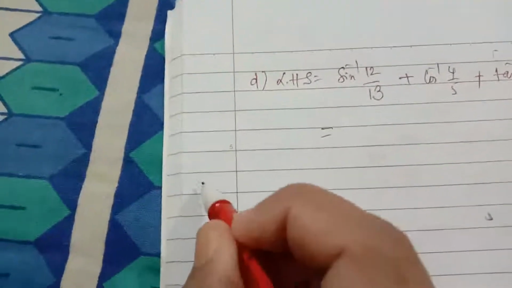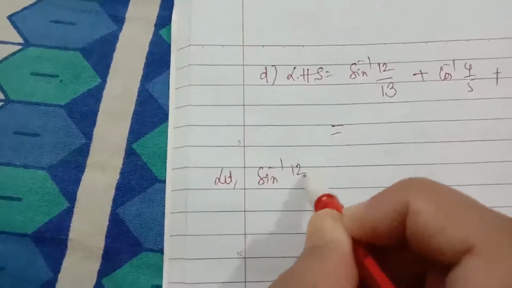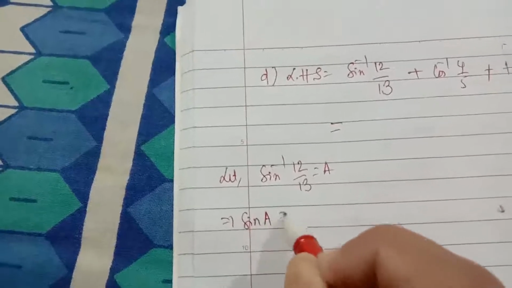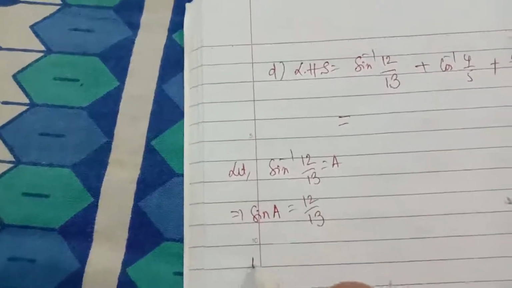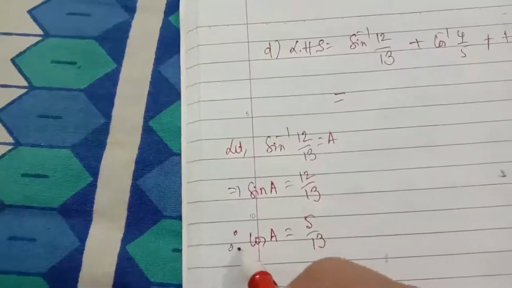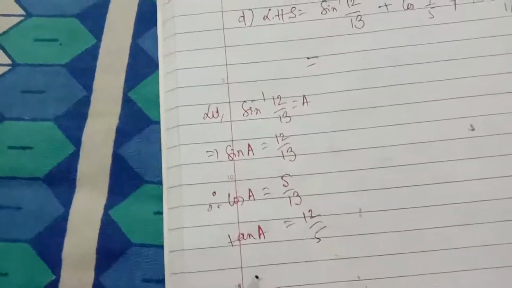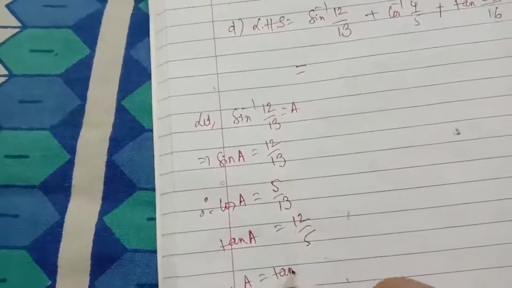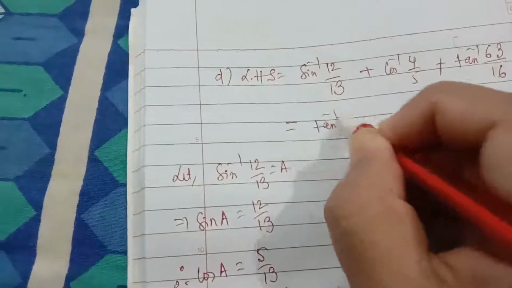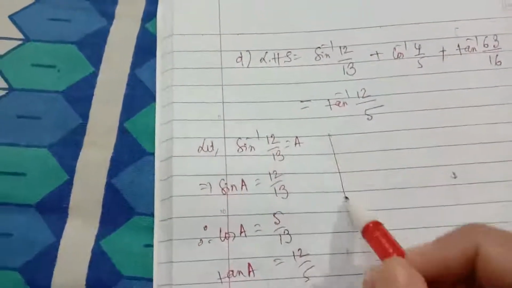To change sine inverse to tan inverse, first let us assume sine inverse of 12 by 13 is equal to, say, a. Sine a will be 12 by 13, cos a will be 5 by 13, tan a will be 12 by 5, a equal to tan inverse of 12 by 5. You can see sine inverse of this is now tan inverse of 12 by 5. We have changed sine inverse to tan inverse.